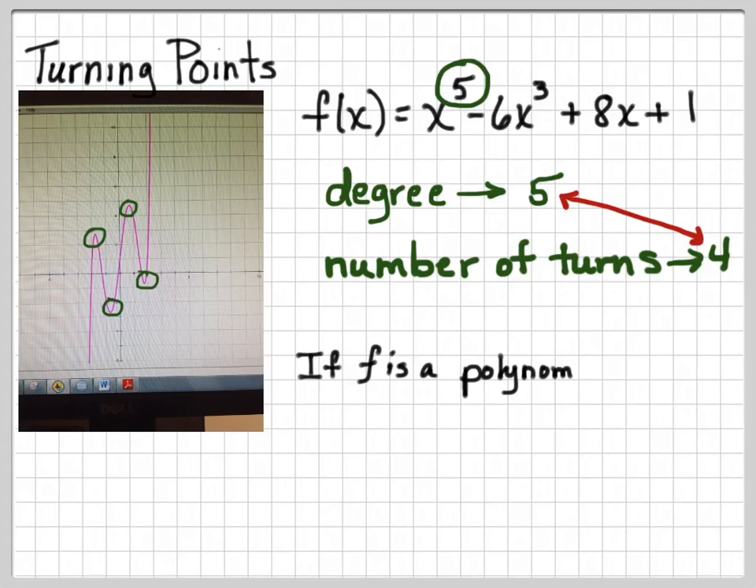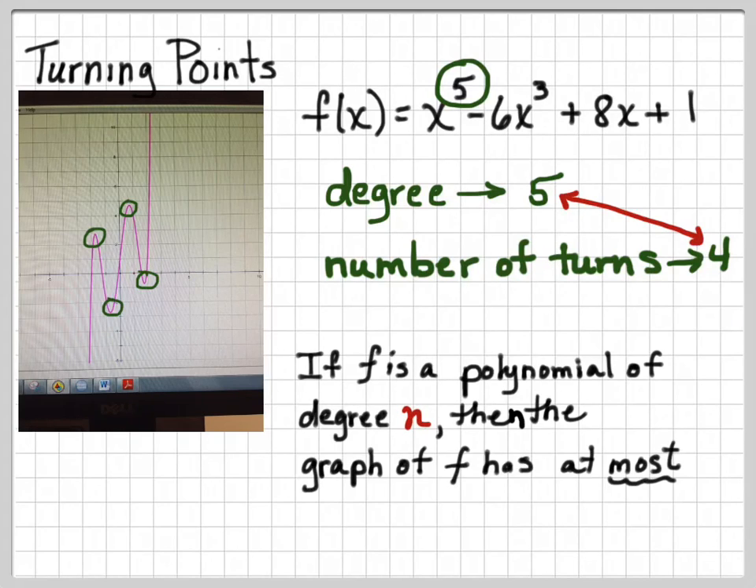Well, if f is a polynomial of degree n, then the graph of f has at most n minus 1 turns. So if it's a 7th degree, it would have 6 turns. If it's a 3rd degree, it would have 2 turns.